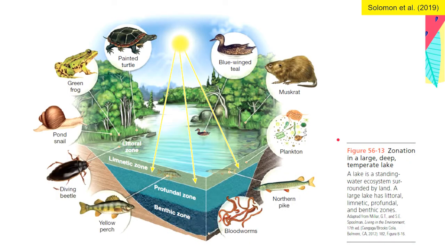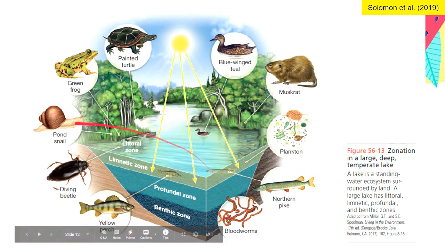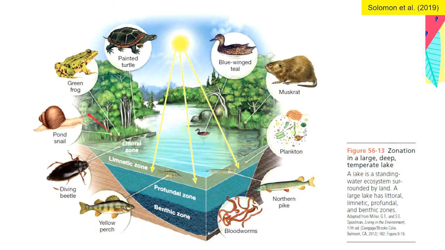So this shows us again the zonation in a large, deep, temperate lake. You can see here the zonations of a lake that we discussed a while ago. The littoral zone is close to the shore. Then the limnetic zone is part of the photic zone of the lake that receives ample light for photosynthesis to occur.